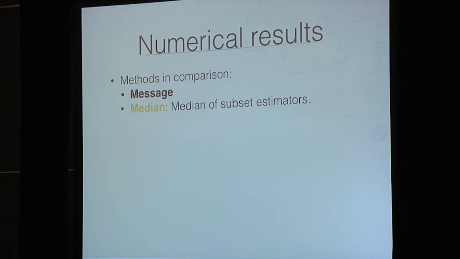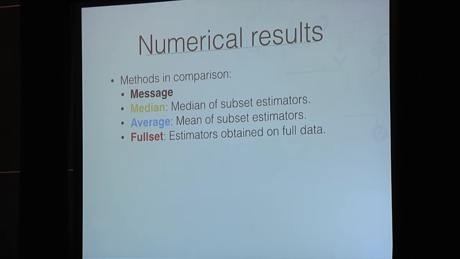But the last step is different. You just take the median directly of your estimates. The same, you have the average. You just take the mean of all the estimates you obtained on the subsets. And we also compare to the full set, where full set is you just run the algorithm directly on the full data set.